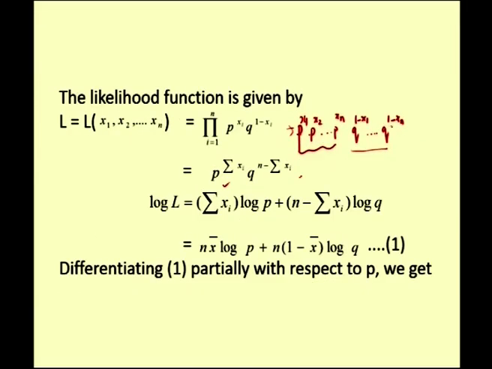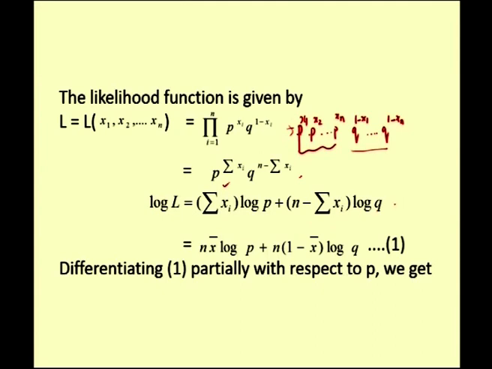1 is repeated n times, so when you add up it becomes q to the power of n minus summation xi, that is x1 etc. up to xn, if you add it becomes summation xi. Now the next step is that you take the log. So when you take the log, you know that the power of summation can be written as summation xi into log p. Next, the power term is there, so n minus summation xi log q.